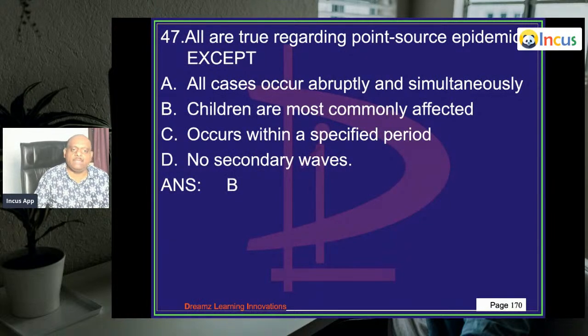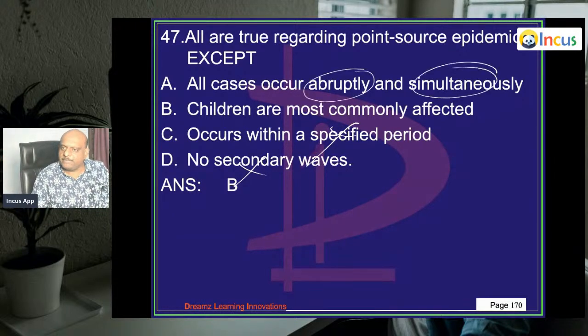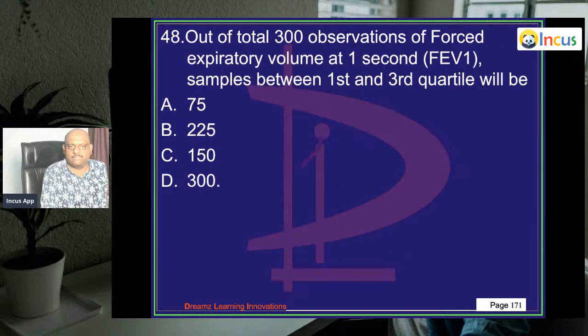Point source epidemic has no secondary waves. Within a specified period, it happens like Bhopal gas tragedy. All cases occur abruptly and simultaneously.